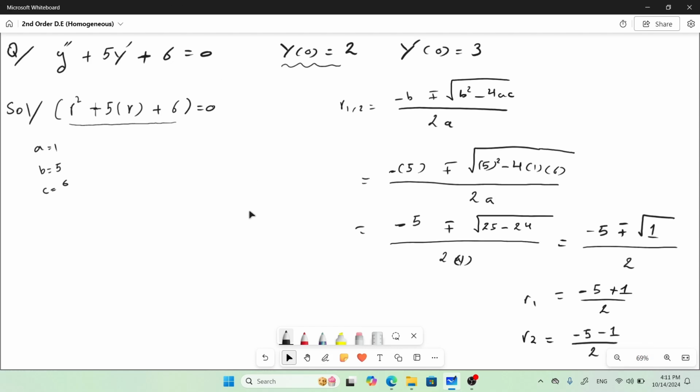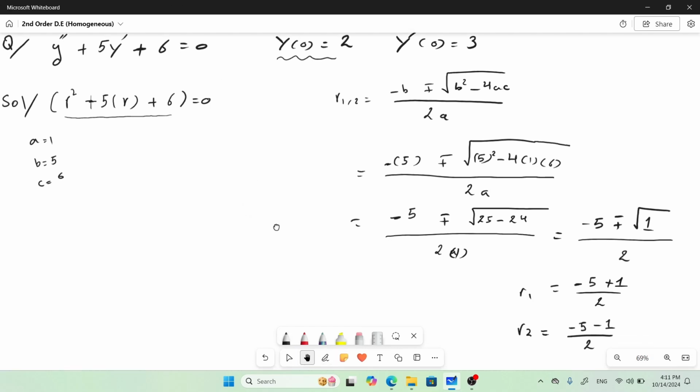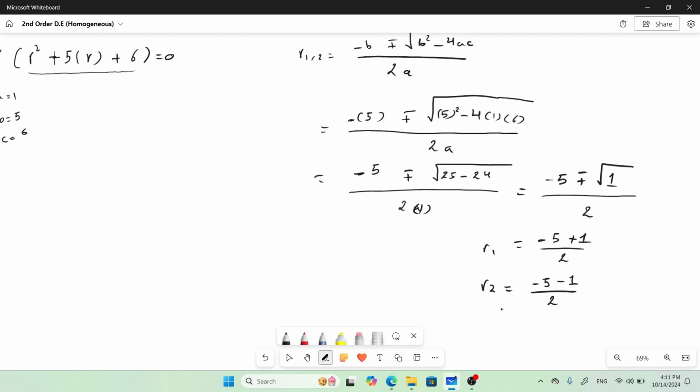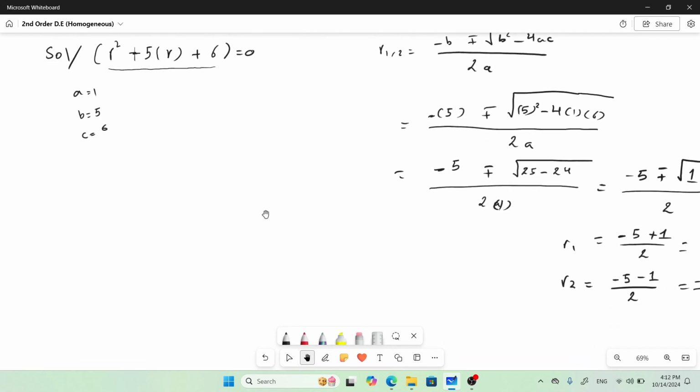Let me just move the screen a bit. So r1 is equal to negative 4 divided by 2, so we get negative 2, and r2 is negative 6 divided by 2, which is negative 3. So now we have r1 and r2. Therefore, we have the following.